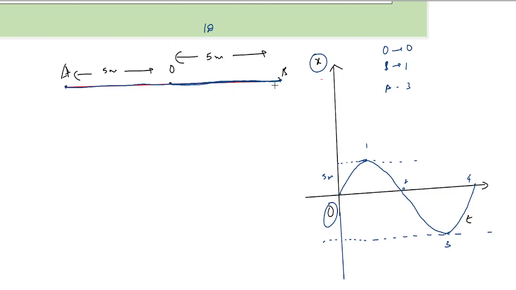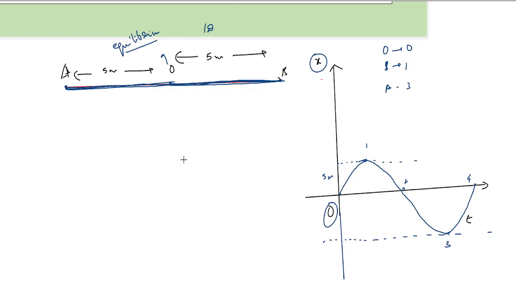Points A and B are called extreme points. That's the maximum point it can travel. At the extreme point, velocity is 0. Point O is called the mean position or equilibrium position. When the particle goes towards the mean position, velocity will increase. Now, one oscillation means that the particle starts from point O, goes towards point B, stops at point B, reverses, crosses point O, goes to point A, stops at point A, and again goes back to point O. That is called one oscillation.